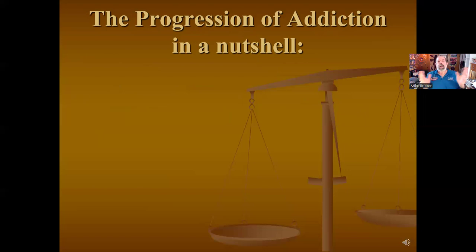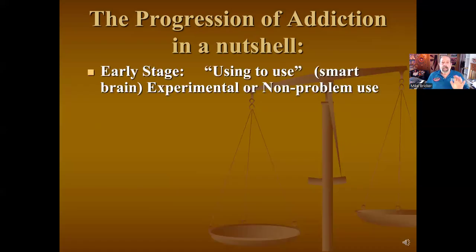We talk a lot about the progression of the disease of addiction. And this is one real easy way to understand it, and it helps to understand it in terms of the brain. The early stage, everybody goes through this. We're just using to use. This only involves the smart brain, which is the prefrontal cortex, the gray wrinkly stuff that you think of when you think of a picture of the brain. And this is just experimental or non-problem use. Everybody who goes through some kind of substance problem probably starts here. They use it occasionally. They're not getting into trouble. They can stop when they want to.